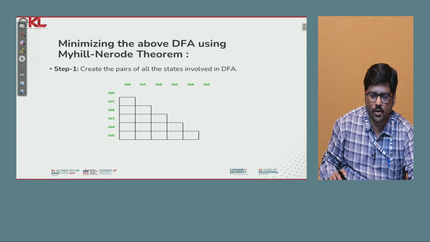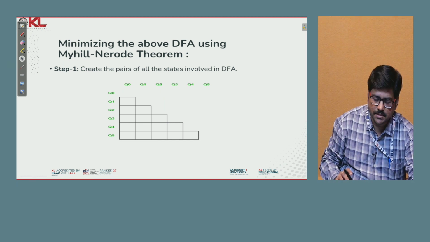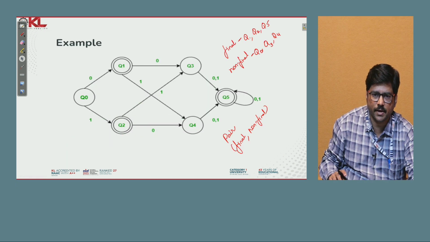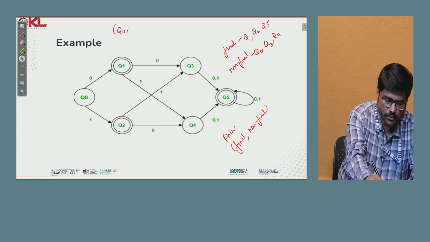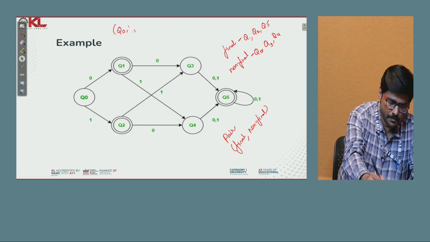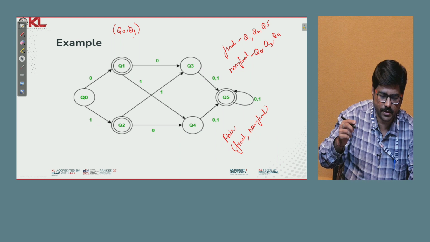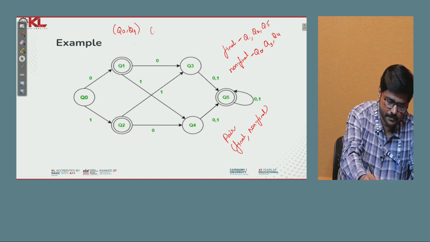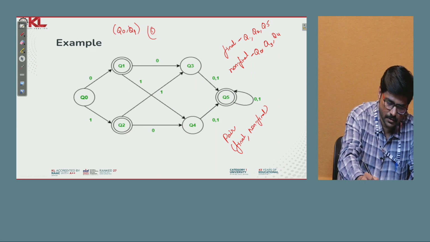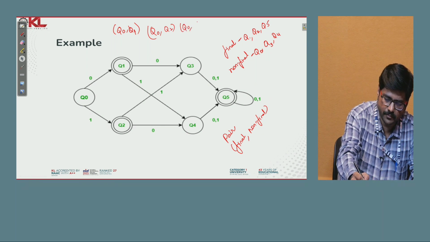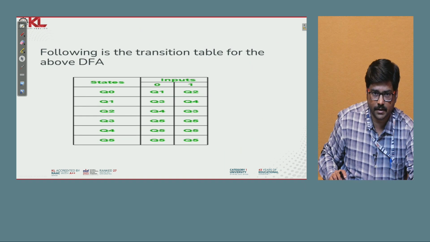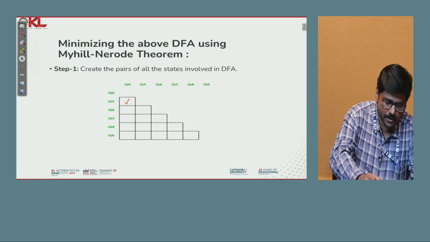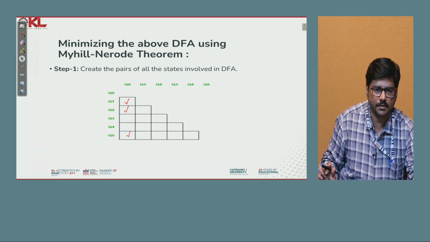Right. Now we first have to draw the grid table for this DFA. Here we have Q0 to Q5, and we write them in the horizontal direction and in the vertical direction. I said we first make a pair where one state is final and the other is non-final. Starting from Q0, Q0 can be paired up with Q1, because Q0 is non-final and Q1 is final. Q0 can also be paired up with Q2 and Q5, because Q0 is non-final, so it can be paired up with the final states. So in the grid table we write Q0 paired up with Q1, Q2 and Q5. That is how we mark the pairs for Q0.